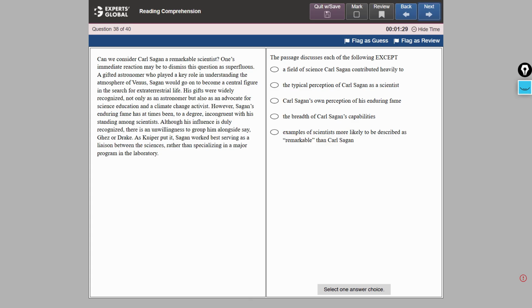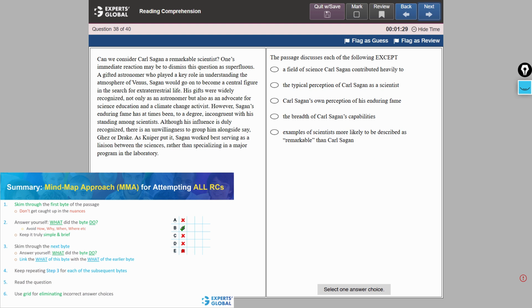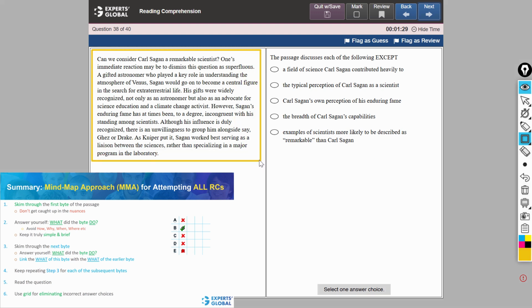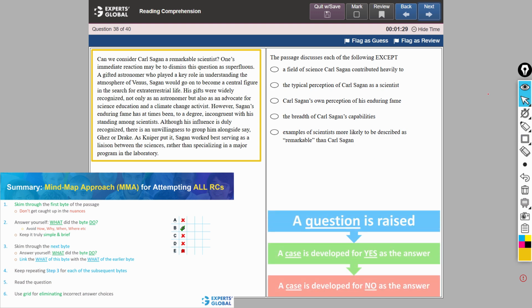Here is the question, and here is our mind map approach. We have seen this passage in earlier lessons, and this is the mind map we came up with. Our first bite was the first sentence of the passage. What did it do? It raised a question around whether this scientist can be considered a remarkable one.